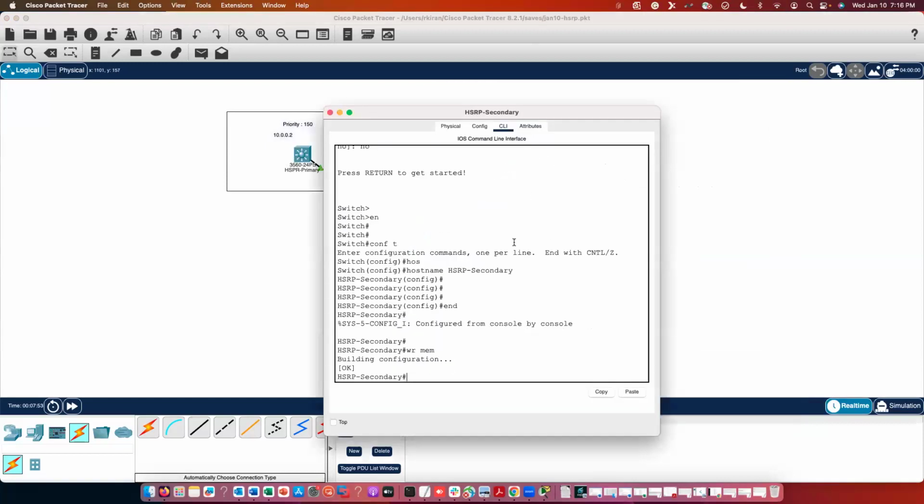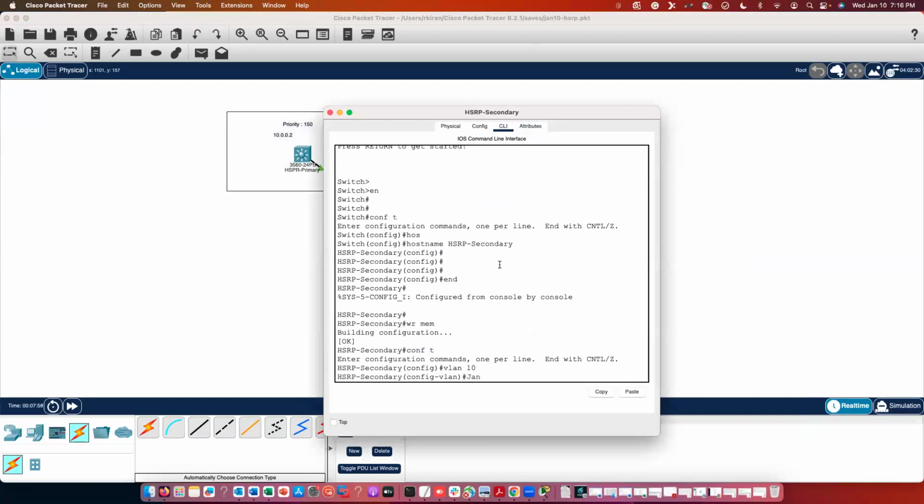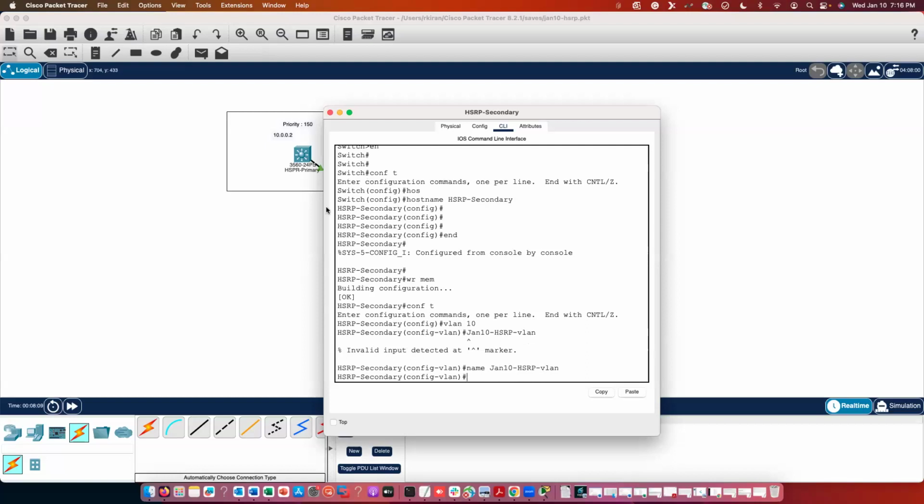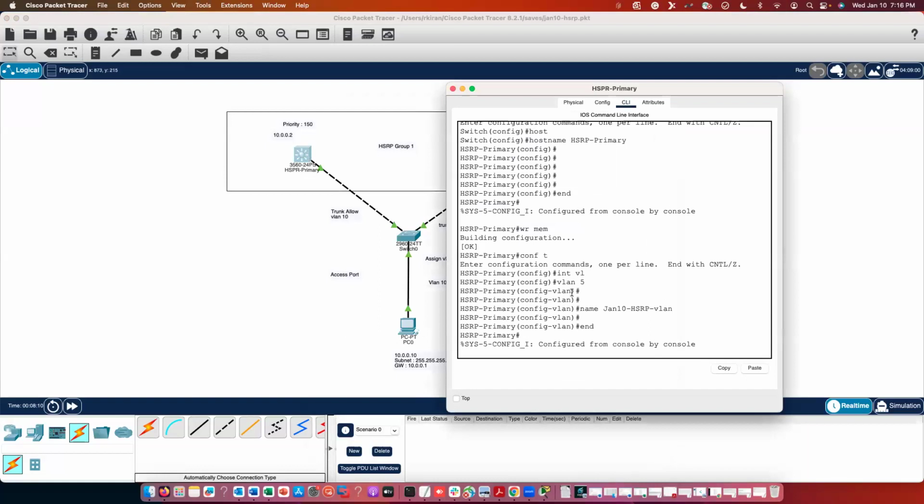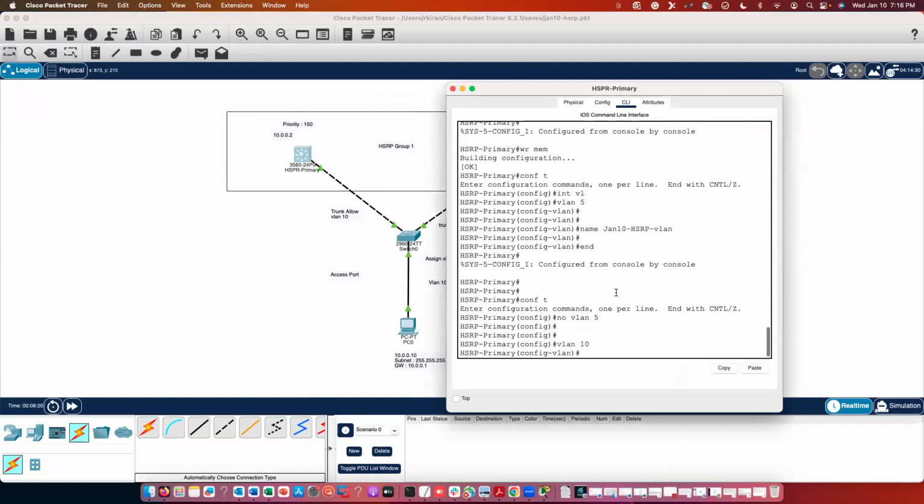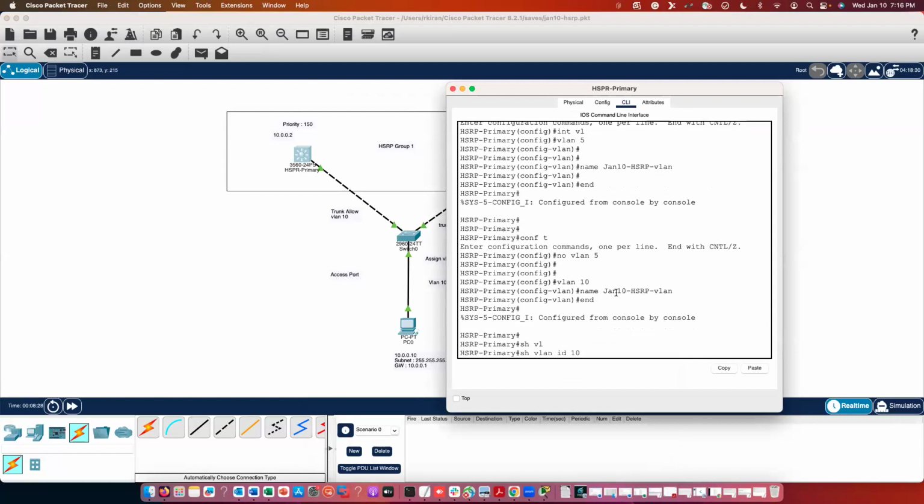Here also config terminal, VLAN 10, Jan10. Let's see, did I create a VLAN 5 or VLAN 10? No, I created a VLAN 5, so that is not correct. I have to remove that. So to remove that, I have to do no VLAN 5. I have to do VLAN 10 name Jan10 just like the other one. I can do show VLAN ID 10.